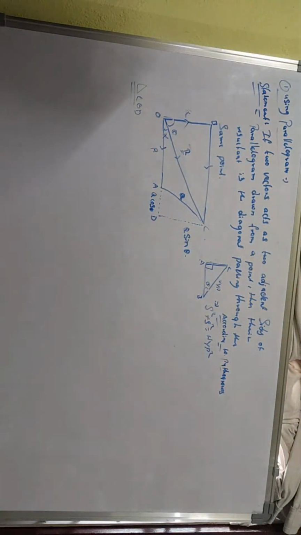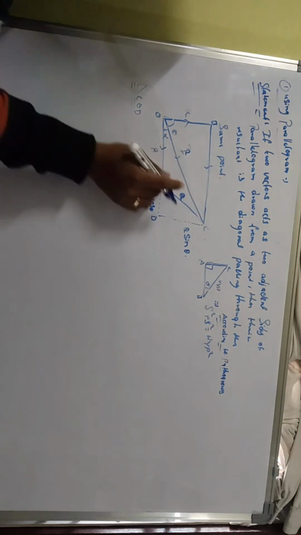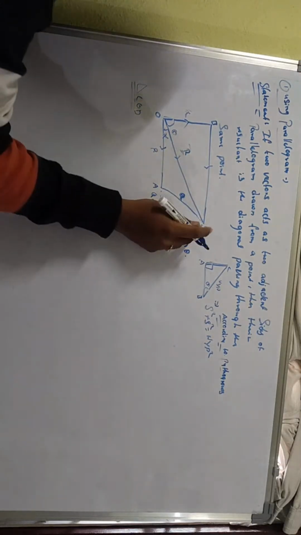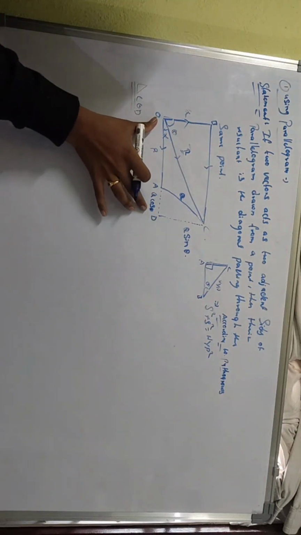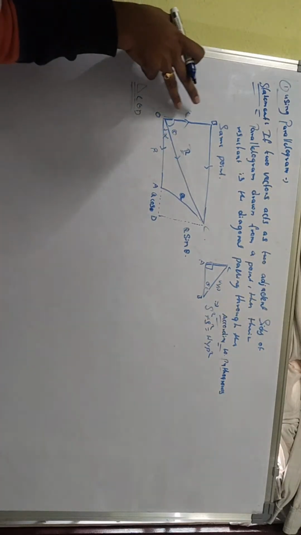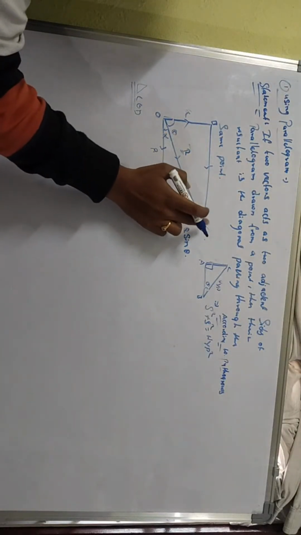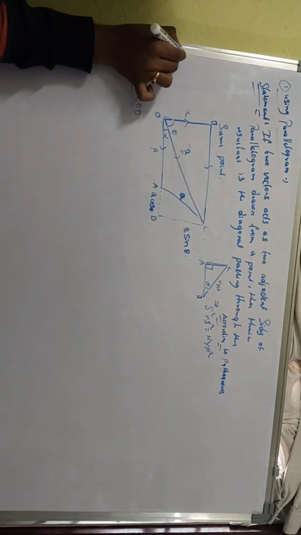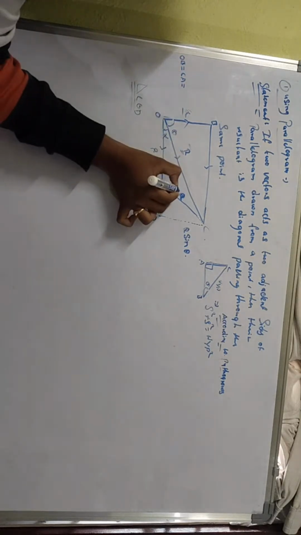Clearly, triangle COD. This is one side and this is another side. Before going to that, we will write the values or sizes of the parallelogram. OB and CA: OB is equal to CA is equal to Q here.